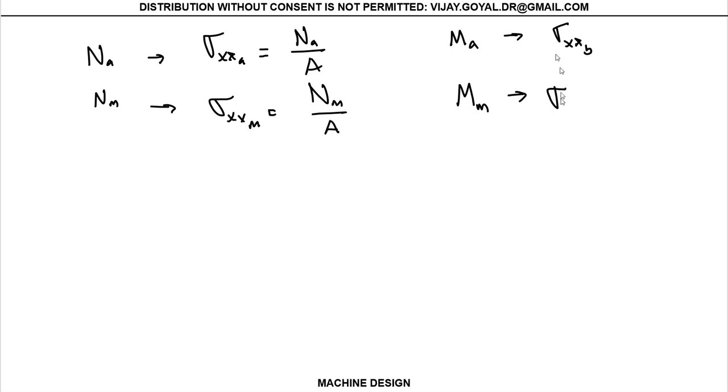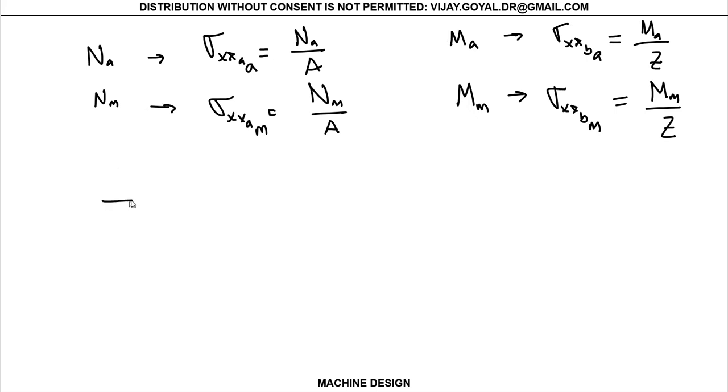Okay, so this is your sigma alternate, axial in mean. This is XX in bending. This is mean. This is alternate. And that would be your moment alternate divided by Z, your moment mean divided by Z.